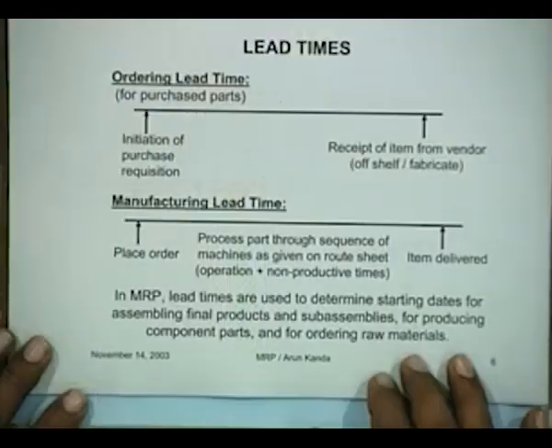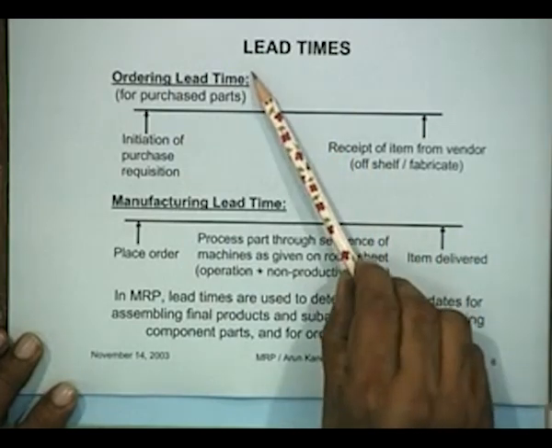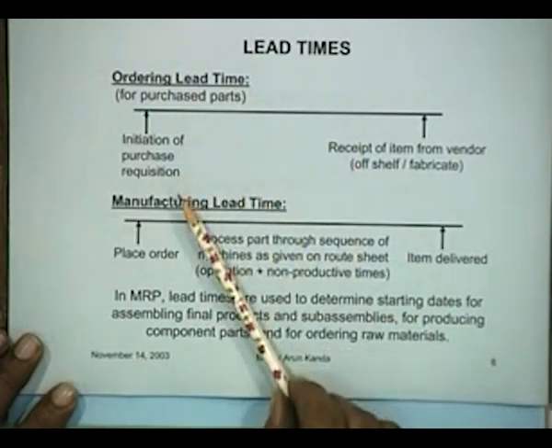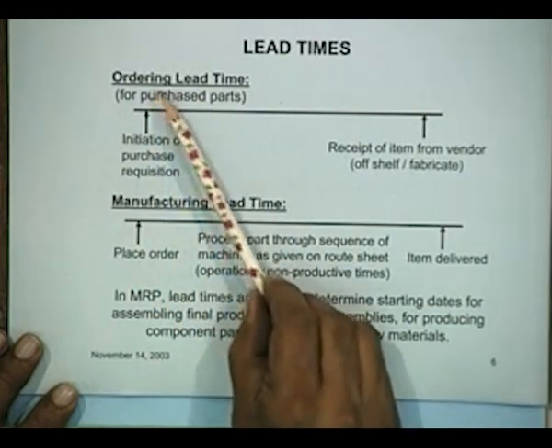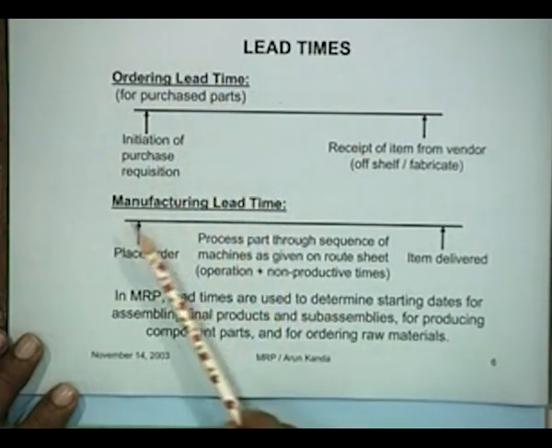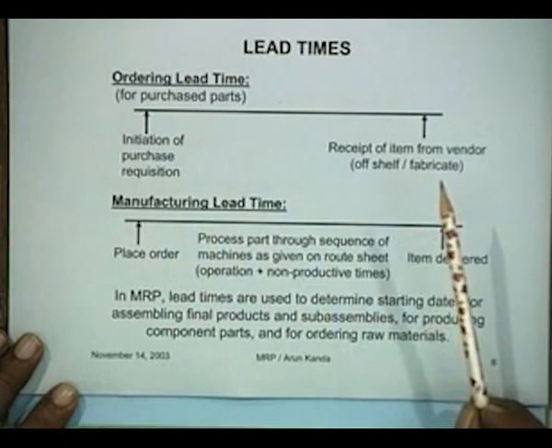I think the other aspect that you need to consider in an MRP setting is the typical definition of lead times, and normally we are concerned with two kinds of lead times. We are talking about an ordering lead time for purchased items or parts, and we are talking about a manufacturing lead time for those items which are actually manufactured within the company.